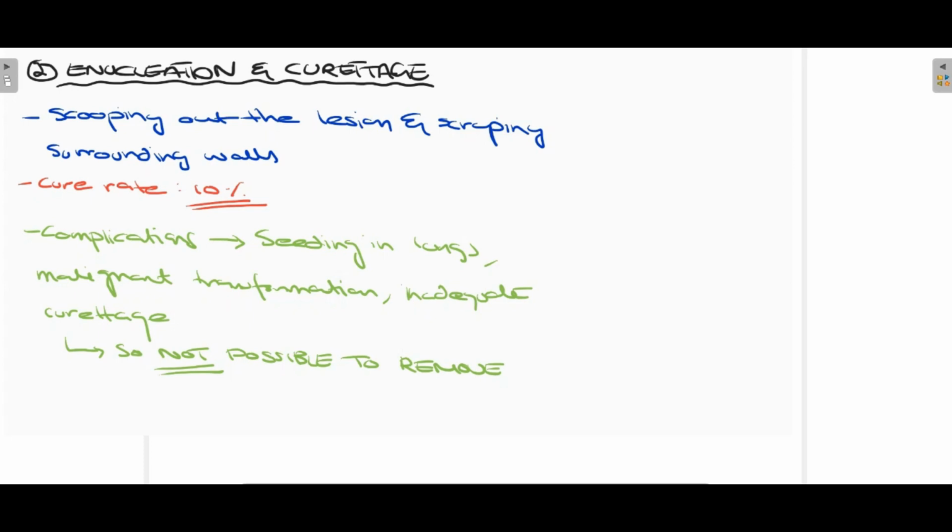Some complications that are associated with enucleation and curettage are, first, seeding in the lungs. Second, there may be malignant transformation in performing this particular procedure, and inadequate curettage because of inadequate visibility and access to the lesion. So, if we perform this procedure, it is not possible to entirely remove ameloblastoma and decrease the chances of recurrence.